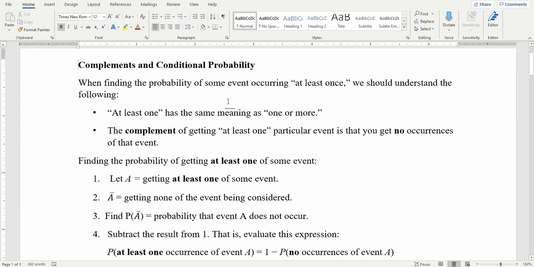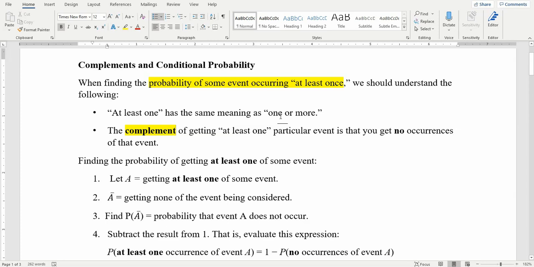Complements and conditional probability. Now let's talk about complements first. We're going to be finding the probability of some event occurring at least once. The way we're going to do that is we're going to think backwards. Backwards means complement. At least one has the same meaning as one or more.